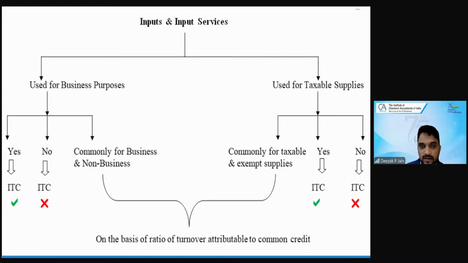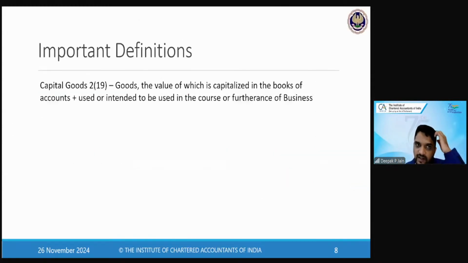This is clear. Next, we understood the various definitions under GST which are relevant with respect to input tax credit. My screen is visible, right? I am not able to see it on my own screen. Okay, it's visible. Nice.